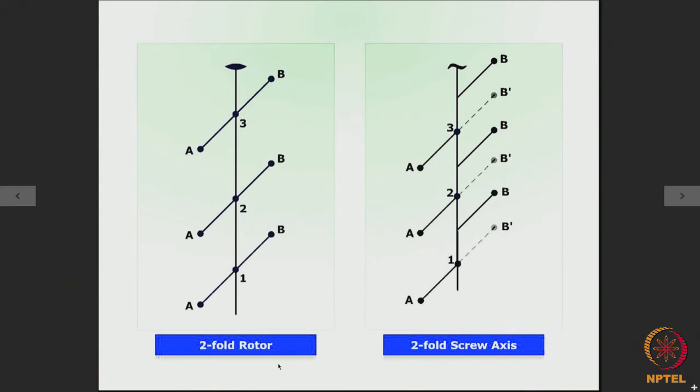For example, in case of a two-fold rotor, these are A, B and A, B, the locations of the atoms in space. In case of a two-fold screw axis, the atoms will be here: A and B, A and B, A and B. So, you see that the locations are completely different.